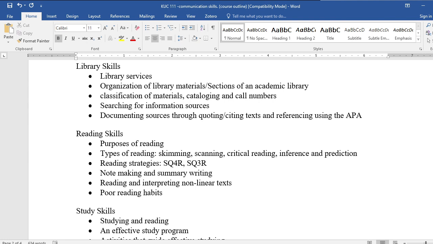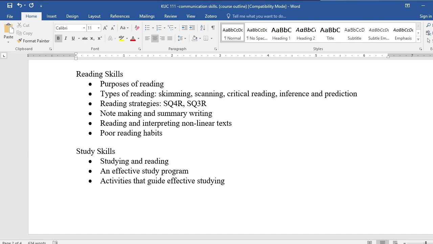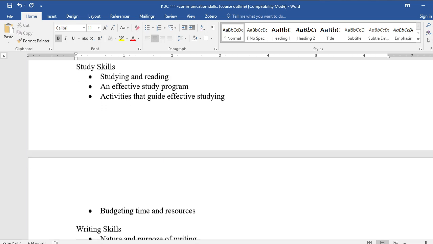And then we'll look at how you can document sources that you may have found in the course of your reading. We'll also look at reading skills, the purpose of reading, types of reading. We'll look at strategies that have been identified that are effective reading strategies, like SQ4R, SQ3R. We'll also look at how you can read and interpret nonlinear texts. We'll finish that off by looking at poor reading habits, just with the intention of helping us to improve.